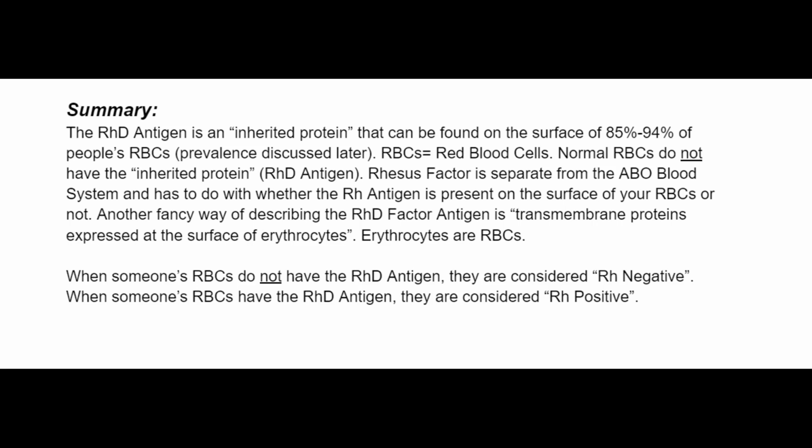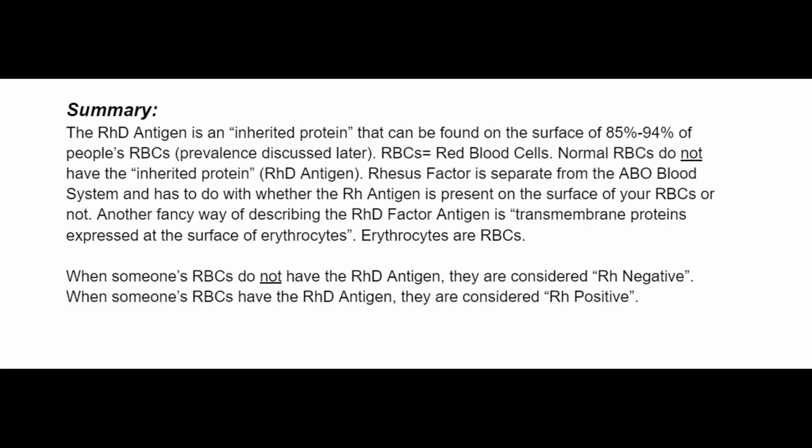RBCs equal red blood cells. Normal RBCs do not have the inherited protein, RhD antigen. Rhesus factor is separate from the ABO blood system and has to do with whether the Rh antigen is present on the surface of your RBCs or not.